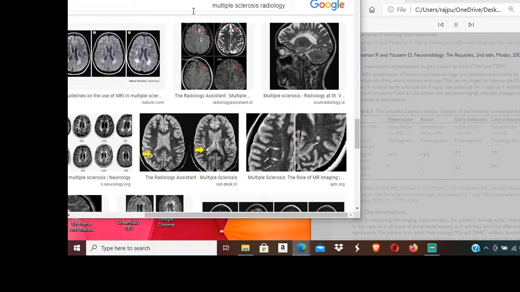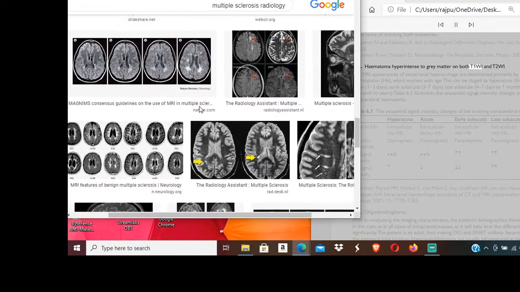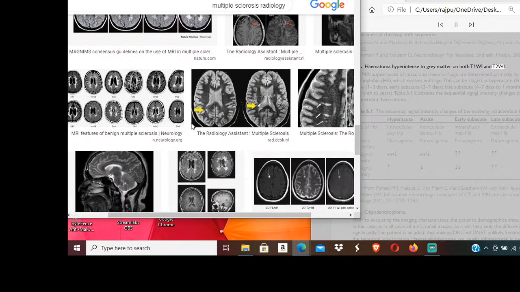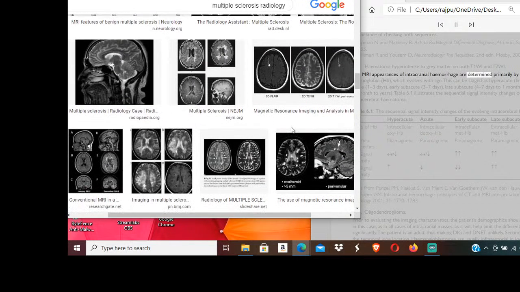Answer 4. B. Hematoma hyperintense to gray matter on both T1WI and T2WI. The MRI appearances of intracranial hemorrhage are determined primarily by the state of the hemoglobin, HB, which evolves with age. This can be staged as hyperacute, first few hours, acute, 1-3 days, early subacute, 3-7 days, late subacute, 7 days to 1 month, or chronic, 1 month to years. Table 6.1 illustrates the sequential signal intensity changes of the evolving intracerebral hematoma.